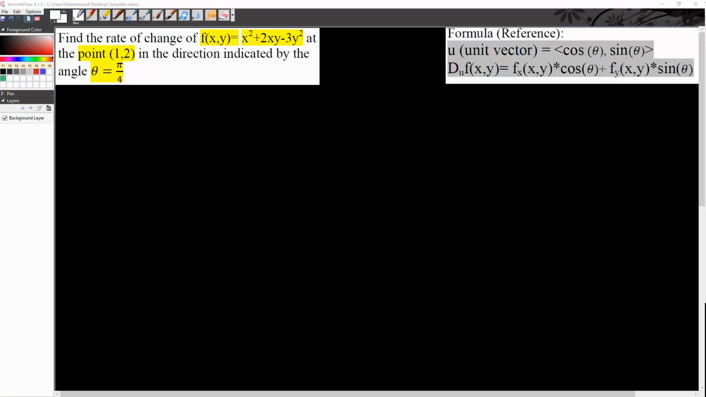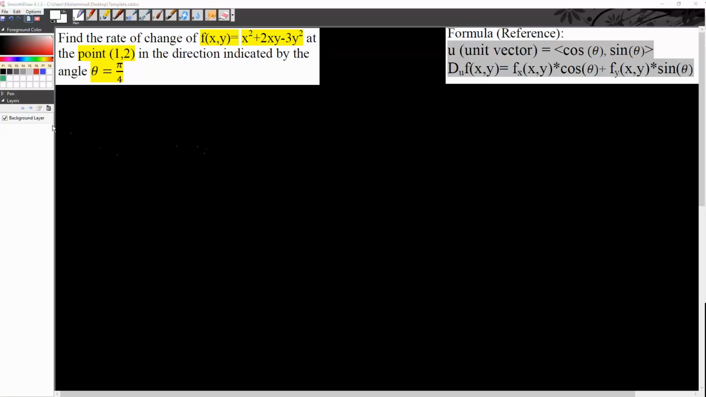Okay, in this problem we want to find the rate of change of f(x, y) = x squared plus 2xy minus 3y squared at the point (1, 2) in the direction indicated by the angle theta equals pi divided by 4. Essentially, this is a directional derivative problem, and so the formulas that we will use as reference are these. The unit vector u is equal to (cosine theta, sine theta), and the directional derivative is represented by this equation. So let's get started.